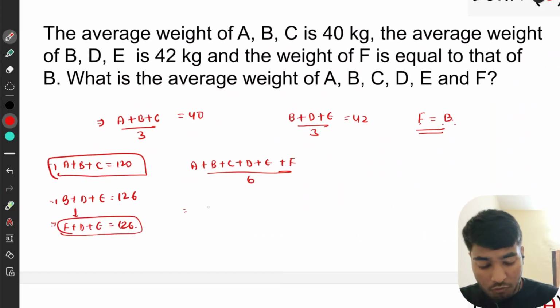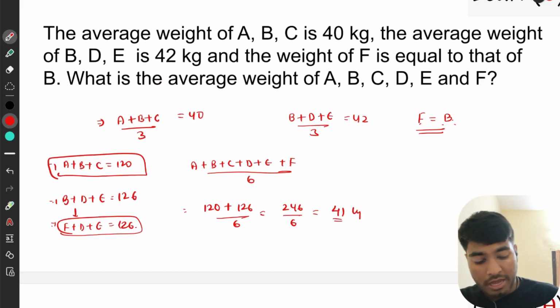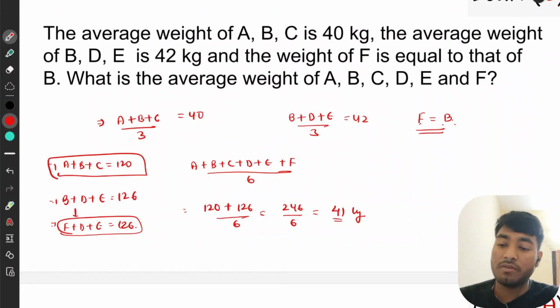Got it? Now can I just add both of them? What is A plus B plus C? This is 120, and D plus E plus F is equal to 126, all divided by 6. So this will give me 246 by 6, that is equal to 41. The average weight here is equal to 41 kg. Got it, people? Will you be able to solve such kinds of questions? These are so easy. I truly believe that you will be able to solve them.